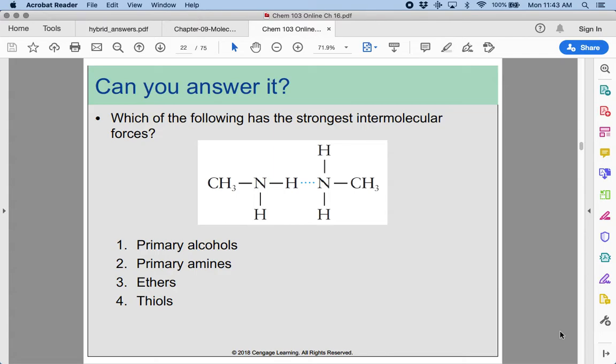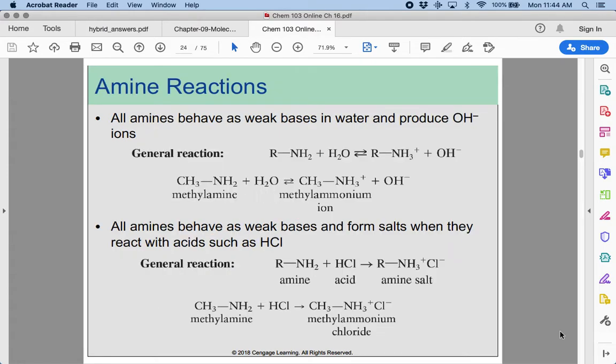So in the amines that we have presented here, what is the strongest intermolecular force? We would say that primary alcohols are going to have the strongest because we know an OH bond is going to be slightly more polar than an NH bond. So primary amines versus primary alcohols: the alcohols will have stronger intermolecular forces. Ethers are not really polar, and thiols are even less so than the amines.